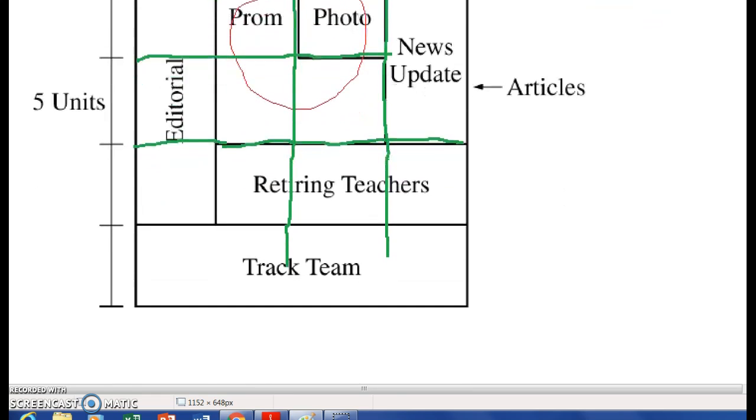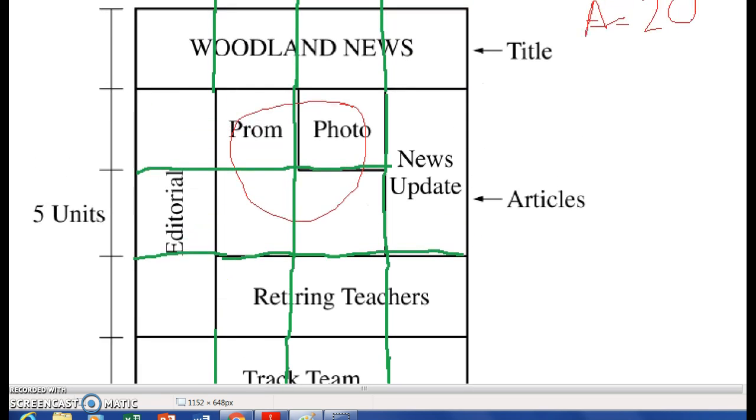And I'm going to continue this for the whole rest of the picture. All right, I'm not going to count them, but if you were to count them, there would be 20 blocks. Trust me on that, because there's 4 across, 5 down. It's going to give you 20. How many blocks are taken up by the prom article and the photo? 4 are going to be taken up out of the 20.